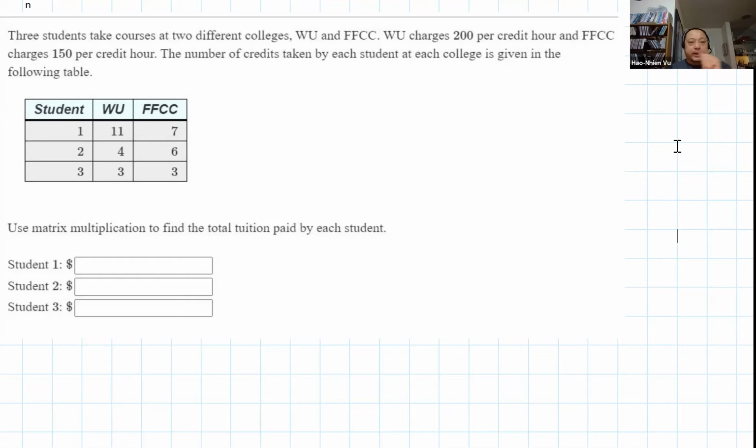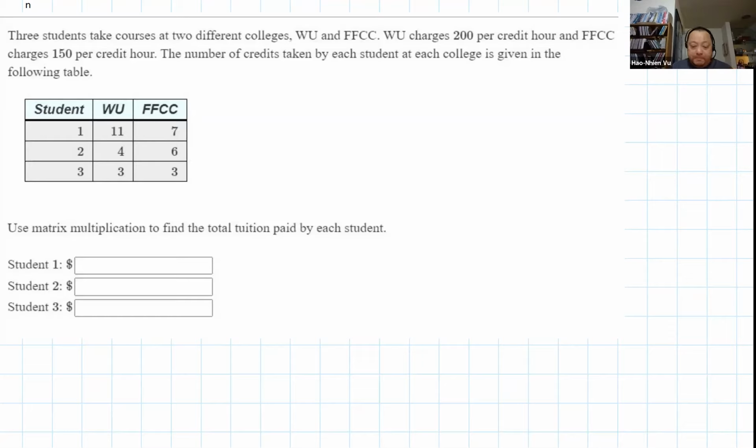So there's student 1, the number of hours at WU and the number of hours at FCC, and remember, two different prices. So he pays a certain price for the first school, a certain price for the second school. Same thing with the second student, and same thing with the third student. And the question is, do you use matrix multiplication to find the total tuition paid by each student?